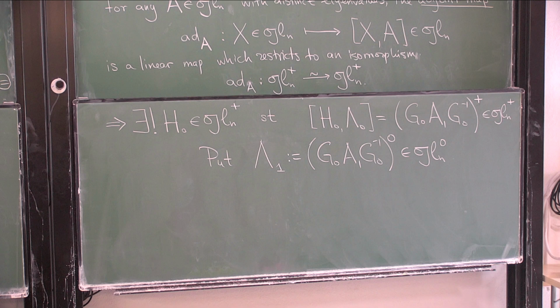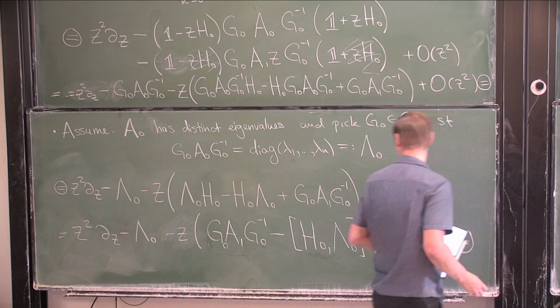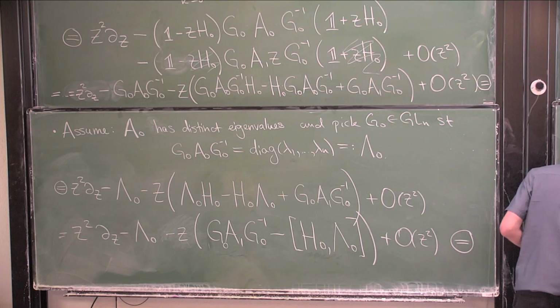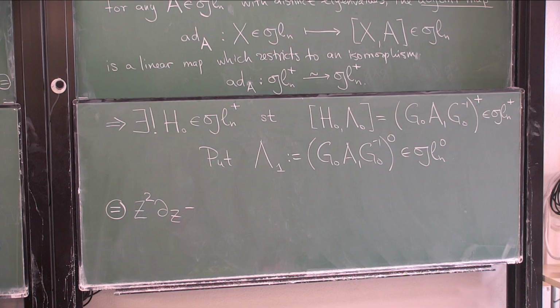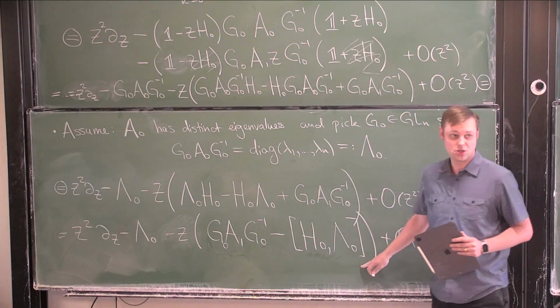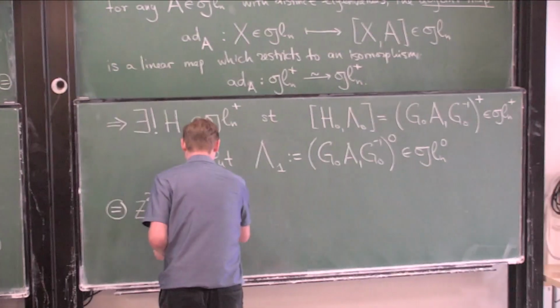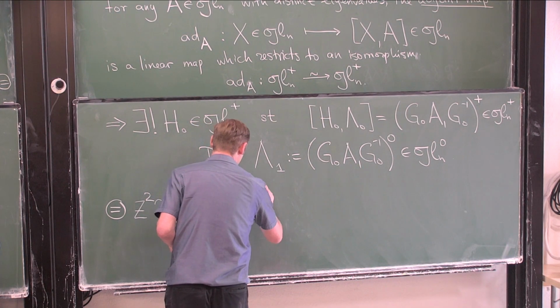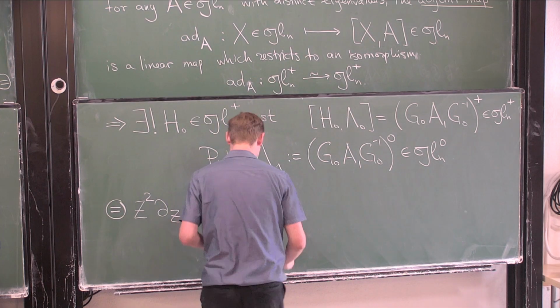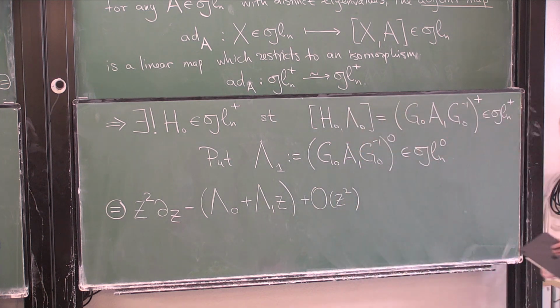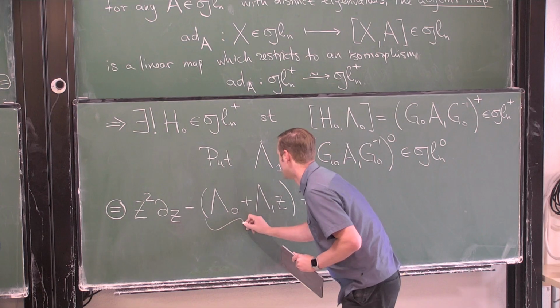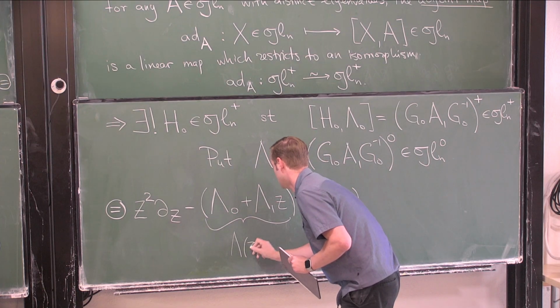And so therefore, we get a final simplification, which is to say that this system has been transformed into one where the principal part is just diagonal. So I'll write it like this: lambda naught plus lambda 1 z plus lots of junk at high order. So this guy is maybe what I'll call lambda of z.